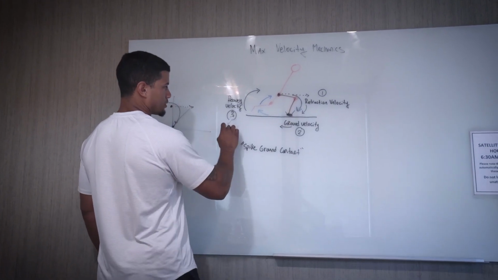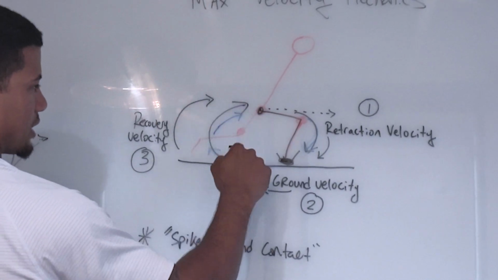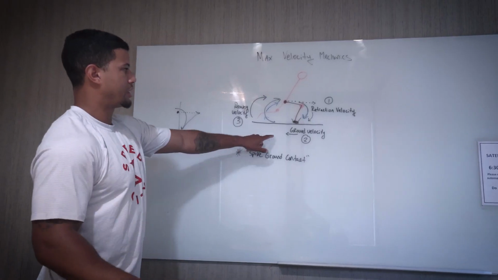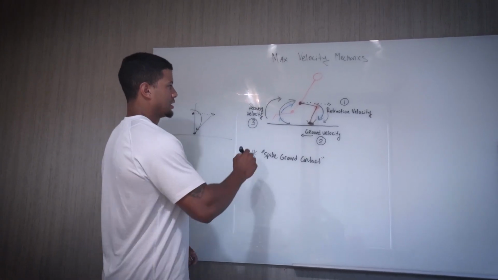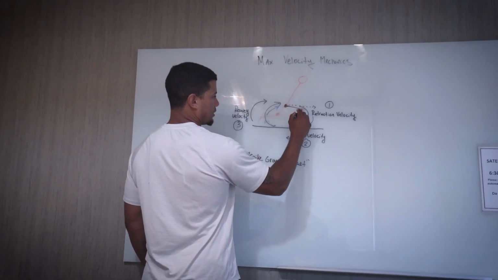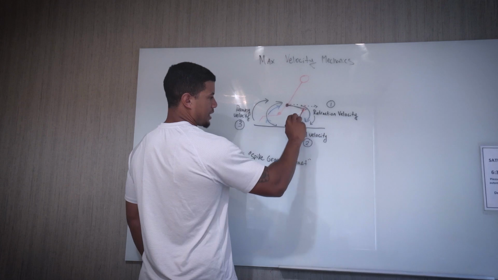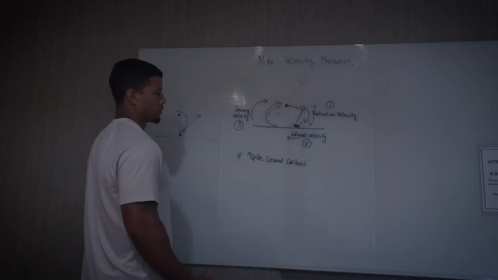The next piece we look at is recovery velocity. So we're measuring the velocity of the leg swinging off the ground back up to the top. So all 3 go hand in hand. If I don't have good recovery velocity, my leg's not going to get in front enough, which means I won't have enough retraction velocity. If I don't have good retraction velocity, my ground velocity is going to be slow. So all 3 work together here.